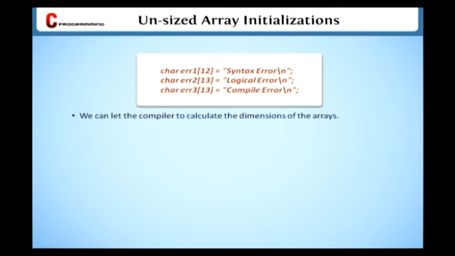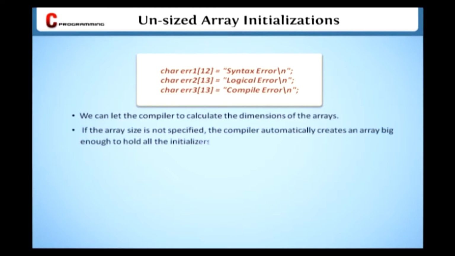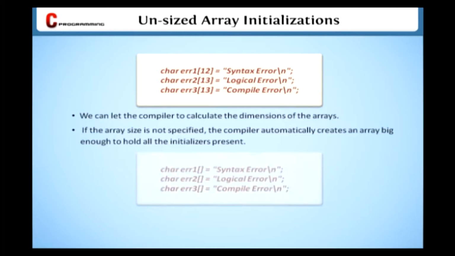Fortunately, you can let the compiler automatically calculate the dimensions of the array. If, in an array initialization statement, the size of the array is not specified, the compiler automatically creates an array big enough to hold all the initializers present. This is called an unsized array. Using this approach, the message table becomes like this.